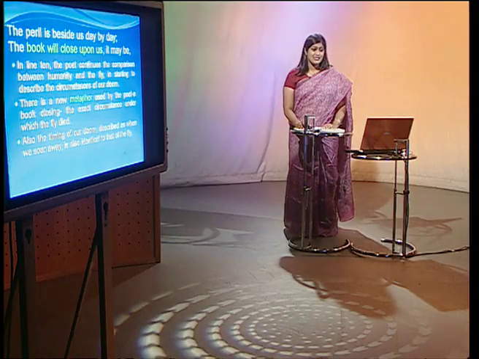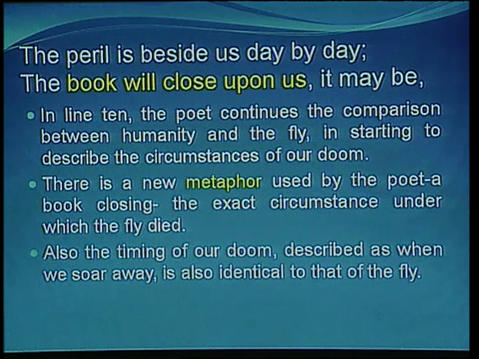ever near." The poet juxtaposes the fly to us, the common of mortals. That is, a comparison is being made here between what the fly is and what we are. There is practically no difference between the fly and us. The fly is dead, but our doom is also coming. It symbolizes that even we won't live much beyond the fly. The next lines are: "the peril is beside us day by day. The book will close upon us, it may be."